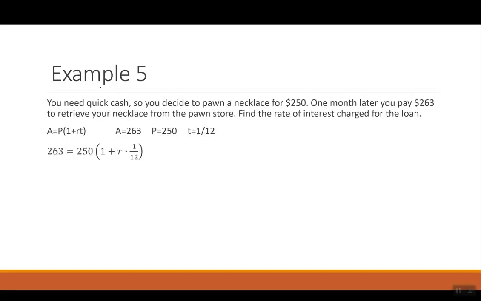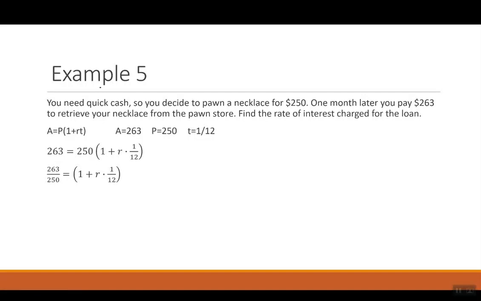So I'm putting all the pieces in. A was $263, P was $250. I keep that 1 plus R, which I don't know, and time was 1/12. So I just need to peel apart this formula and get R by itself. So the very first step would be to move the $250. As you're moving things, you're always doing the opposite of what it looks like right now. So right now it looks like $250 is being multiplied by this parenthesis. So the opposite of multiply would be divide. So my next step, you can see I divided. I'm going to leave it as division for now.